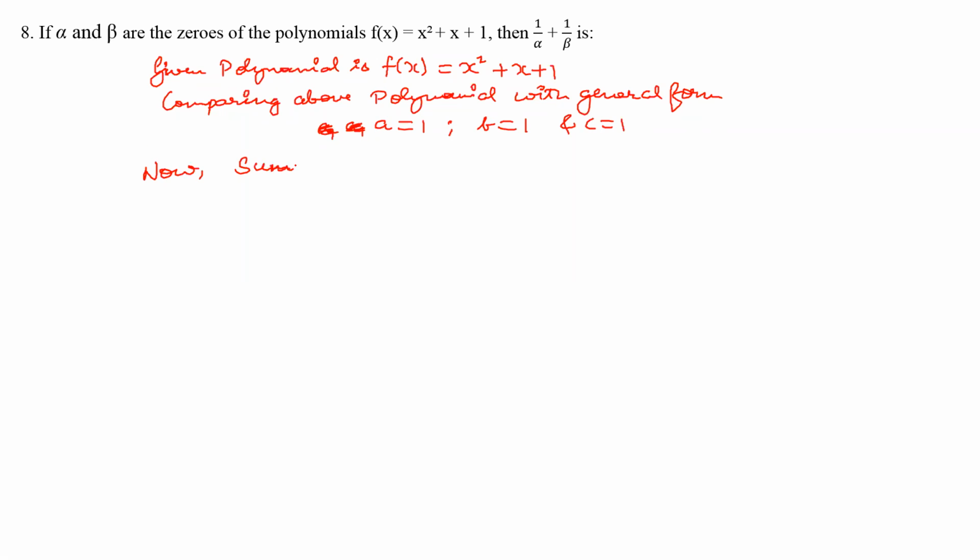So sum of zeros. Okay, sum of zeros, what it is, alpha plus beta. If you have two zeros, then sum of zeros is nothing but equal to minus b upon a. Okay, so alpha plus beta, you will get it from here, minus b, so minus 1 upon 1. Okay, so this will become minus 1 only. So alpha plus beta, you are getting minus 1.